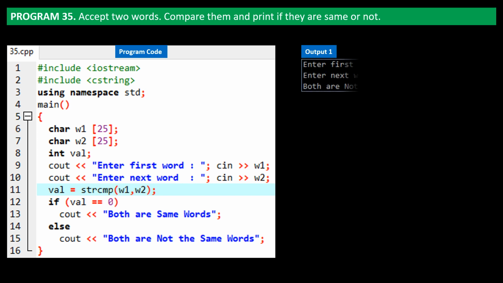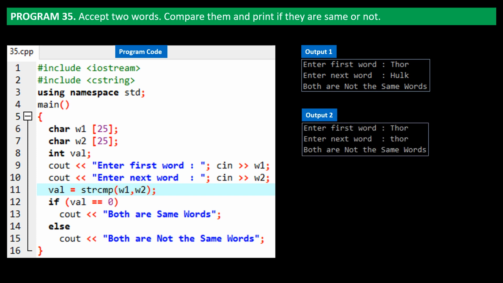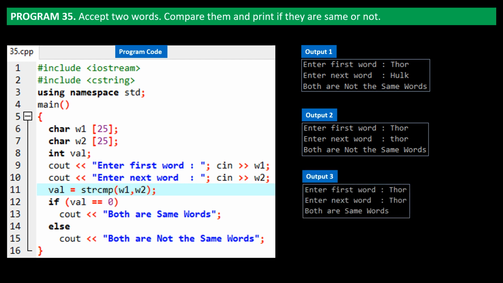In the first, Thor and Hulk are entered. They don't match. In the second try, I provide Thor and Thor. But since the second Thor has small letter T, the words again don't match. In my third try, the two words match.